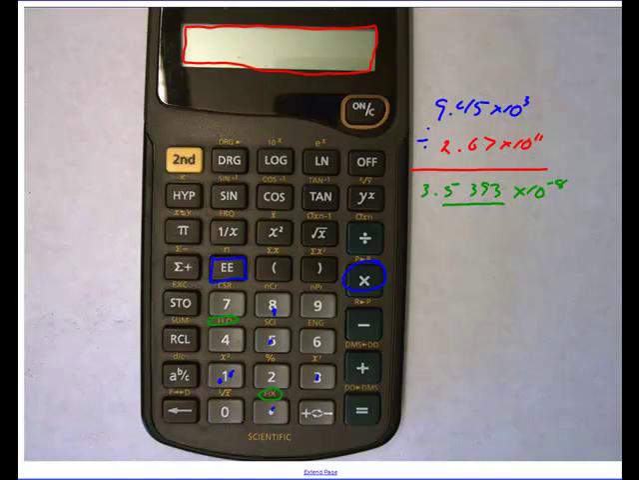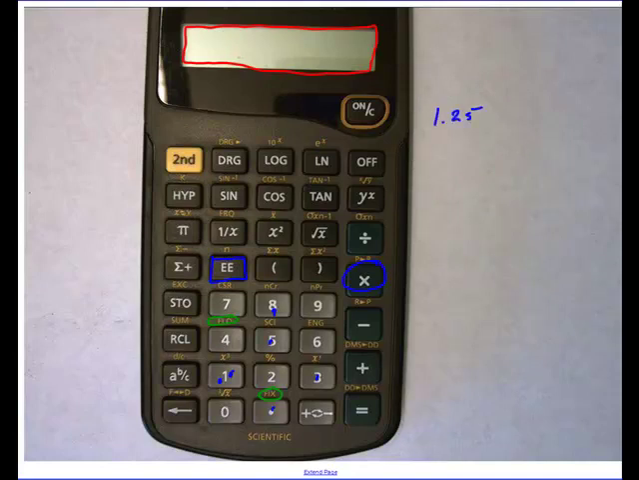Did you get the right answer? I hope you did. Let's try another one because I need to show you a new key. Now I want to take 2 numbers. I've got 1.25 times 10 to the negative 8th. Whoa, negative 8th. How am I going to do that?